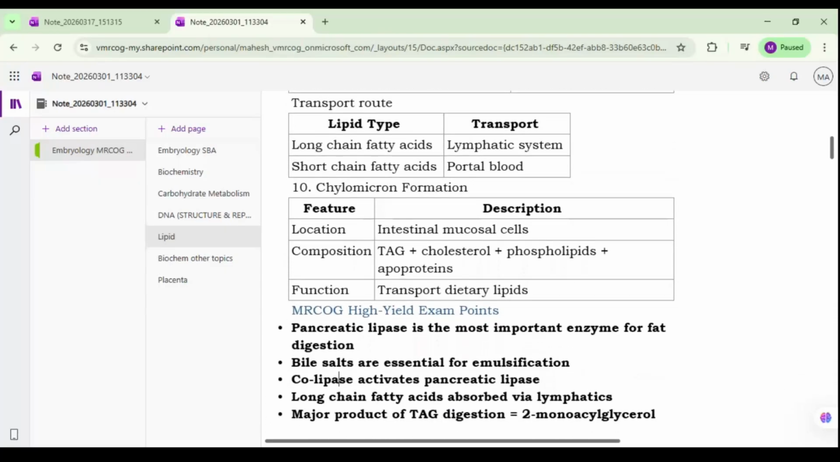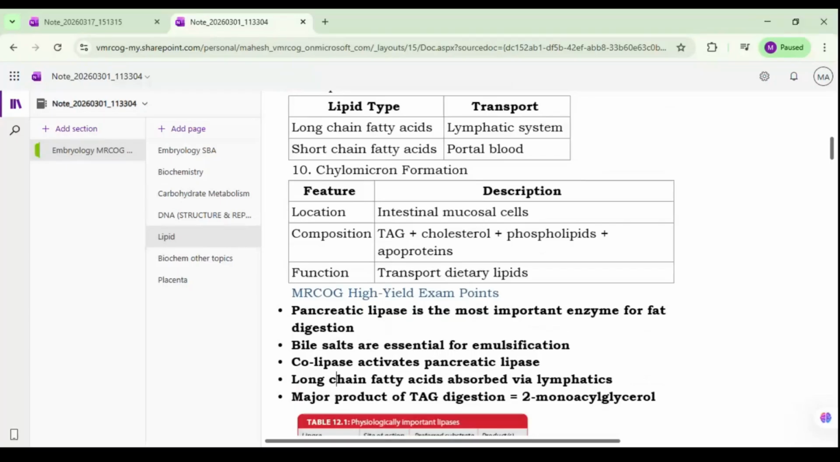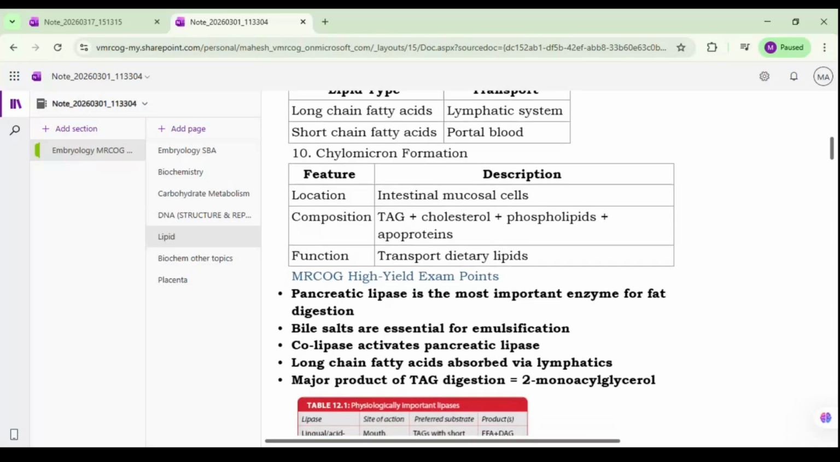Okay, so you should remember that pancreatic lipase is the most important enzyme for fat digestion. Bile salts are essential for emulsification. Co-lipase activates pancreatic lipase, and long-chain fatty acids are absorbed via lymphatics, while the major product of triacylglycerol digestion is the 2-monoacylglycerol. So this is what we have seen up till now.